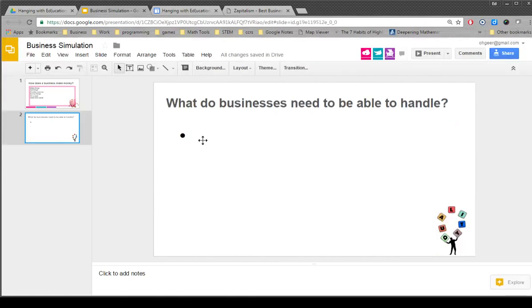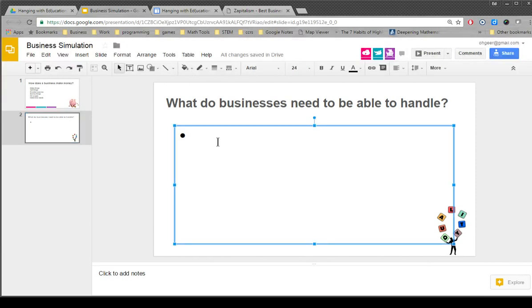The second slide here is, what do businesses need to be able to handle? We talked earlier about, just that previous slide of different ways they can make money. But what kind of things do businesses have to be able to handle? So if anybody wants to come in there and type up a few options, I'll make some space in here so you can just click in here and type some ideas in.